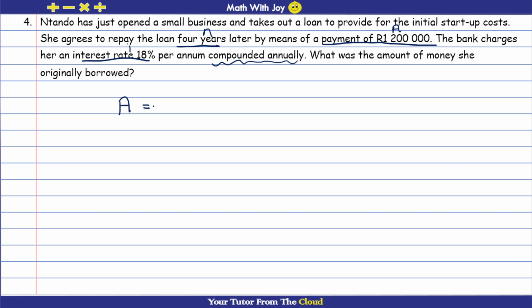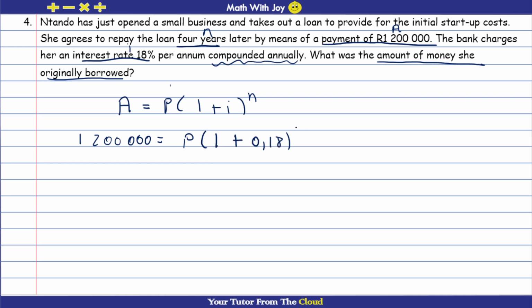So we say A equals P bracket 1 plus I to the power of n. This is what we're going to use. What was the amount that she originally borrowed? So that's the P. Now I say 1,200,000 in the place of A. P we don't know. We say 1 plus 0.18 to the power of 4. Again, P is going to be 1,200,000 divided by the bracket of 1 plus 0.18 to the power of 4.